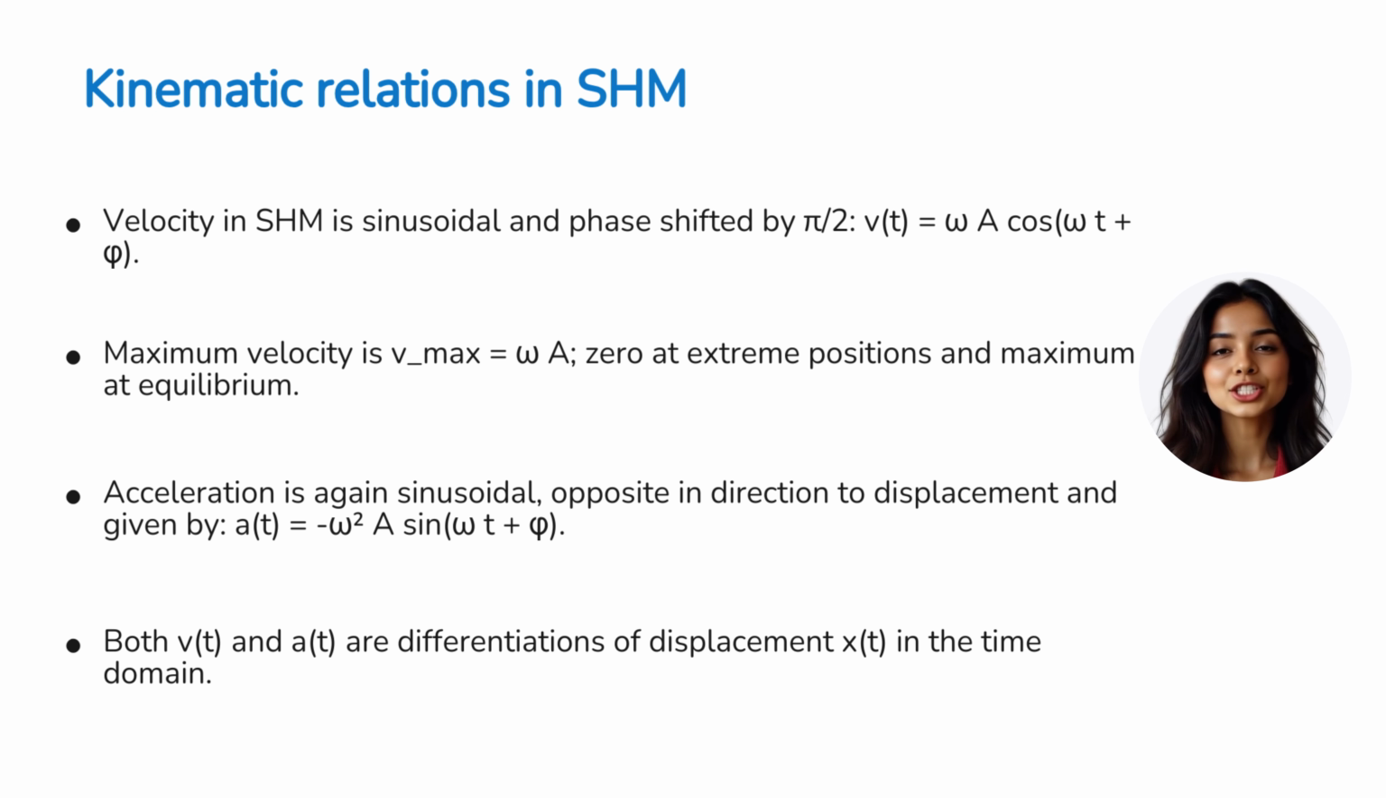Here's a quick joke to kick off. Why did the SHM particle break up with velocity? Because velocity was always ahead by a quarter cycle.